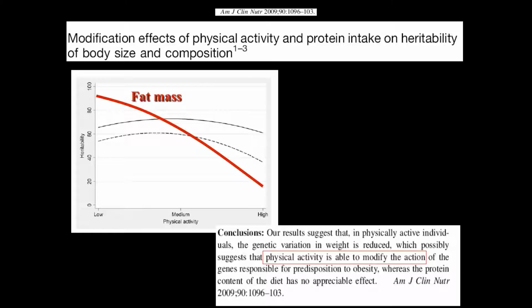Now, if you see the twins who have a high physical activity, you have a dramatic drop in the heritability of fat mass. You have different ways to interpret this result, the yin and the yang, but one way is that physical activity is able to modify the action of the gene for the predisposition of obesity, which means that even if you have everything to be obese, physical activity can change the situation if done early in life.